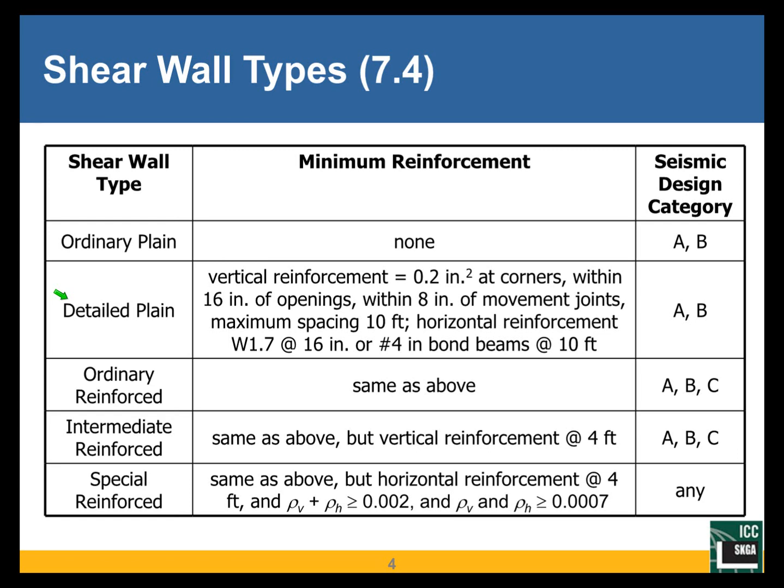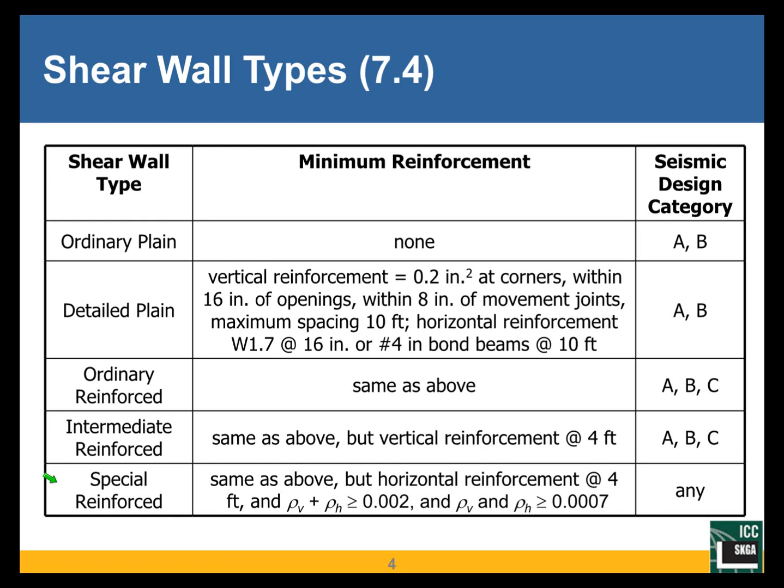The design of those is actually pretty easy. It's P over A plus Mc over I. Actually, I should say minus P over A, so the axial compressive force actually helps us. And that's almost always what controls, either out of plane or in plane, with unreinforced masonry, generally just the overturning. But we're going to be looking at reinforced masonry, and there are 3 types: the ordinary reinforced, the intermediate reinforced, and the special reinforced.